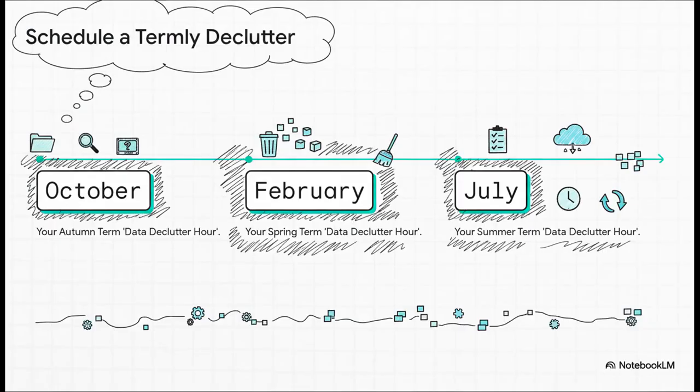Look, this isn't some massive project you have to do every week. The secret is just to schedule it. Put one data declutter hour in your calendar each term. Maybe once in October, once in February, and then again in July. That is all it takes to keep the chaos from creeping back.